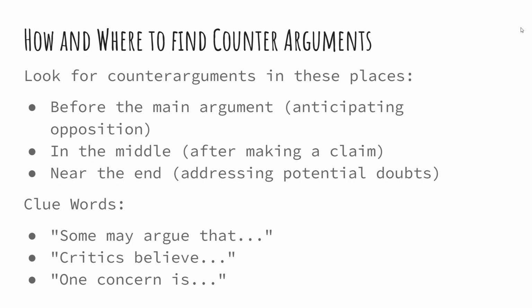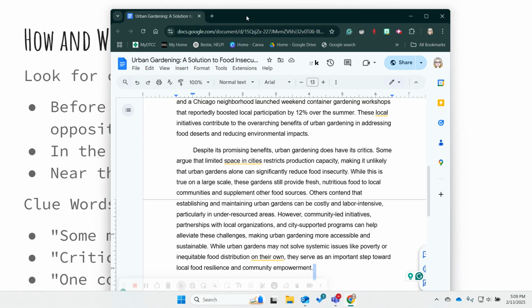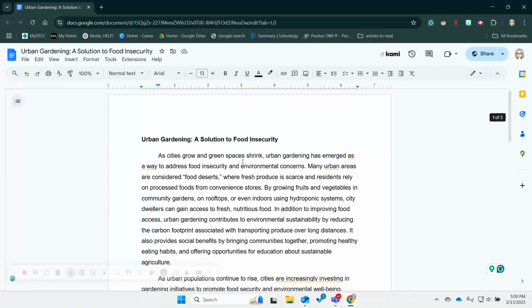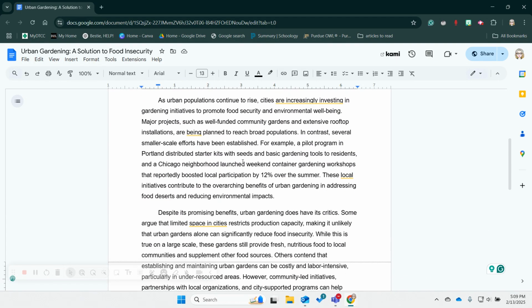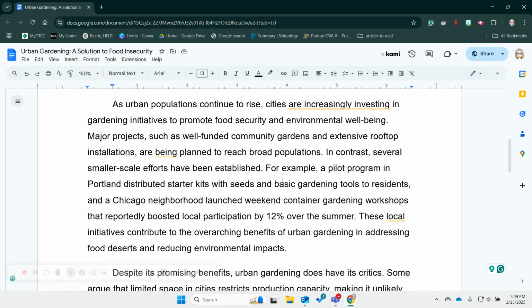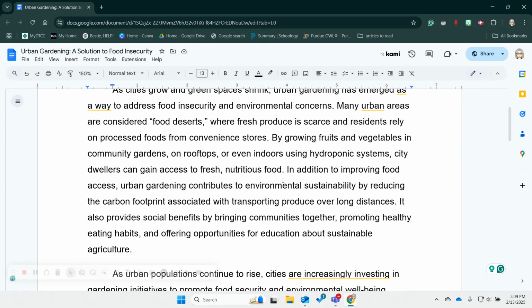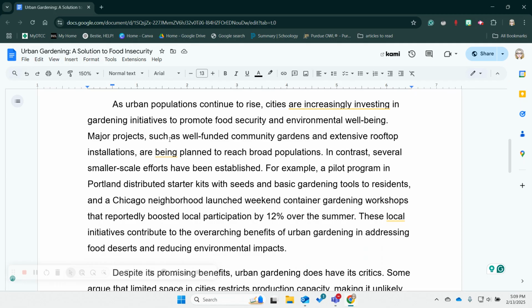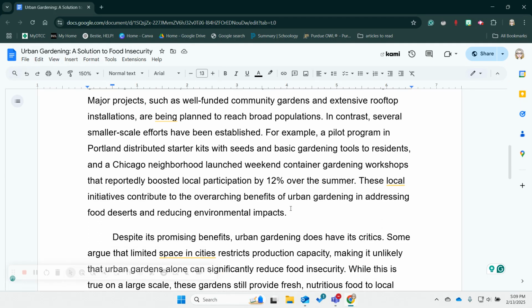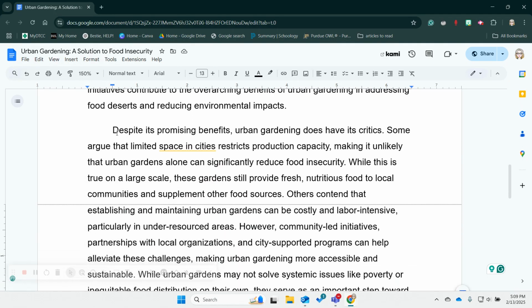So let's look at our urban gardening. Now, the original one that we looked at did not have a counter argument, so I added one to it. All right, so urban gardening, yay, it's really good for people, and cities are starting to start these programs. Okay. So here's a counter argument paragraph that I added. Despite its promising benefits, urban gardening does have its critics, right? So we see that idea, acknowledging that there's critics to this.